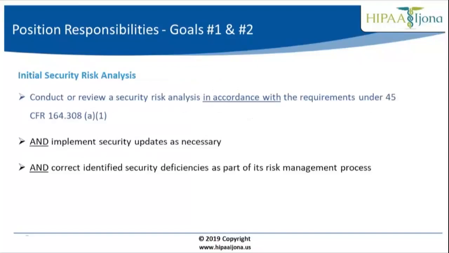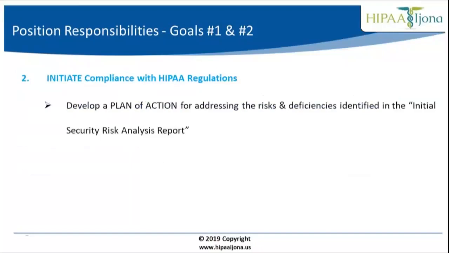So let's go back to the definition of the initial security risk analysis. Okay, you've got to conduct the risk analysis in accordance with the Federal Register requirements, and you have to implement security updates as necessary, and you've got to correct identified deficiencies as part of the risk management process. So what does that mean? It means you have to develop a plan of action. Once you've gotten started, okay, you've initiated compliance, you have to have a plan of action. What are you going to do after that? Okay, in accordance with addressing the risk and deficiencies that you found in that initial security risk analysis report that you came up with.